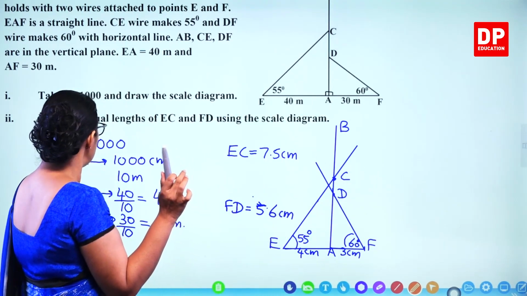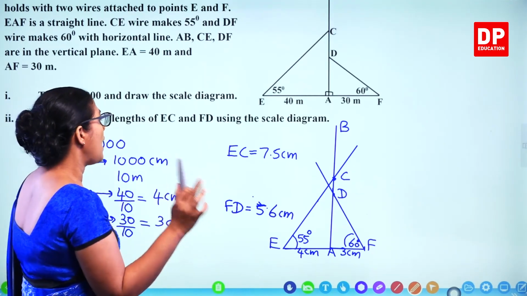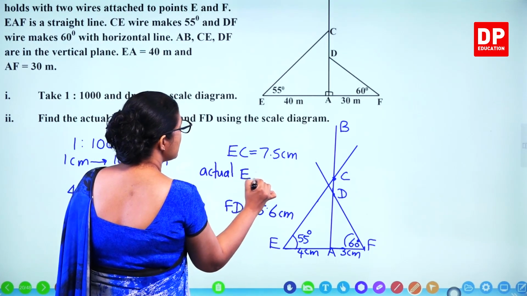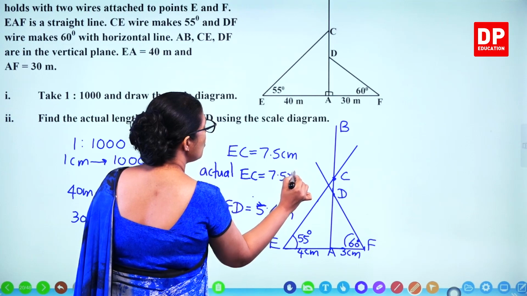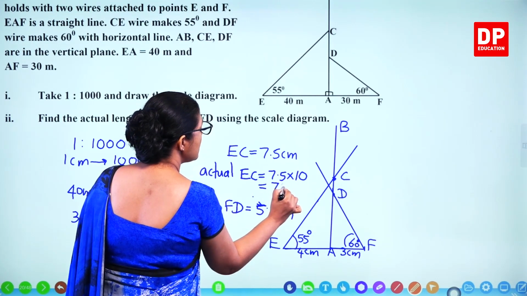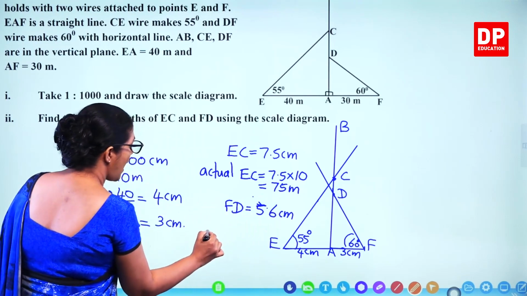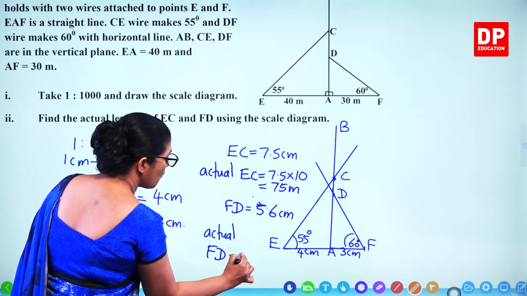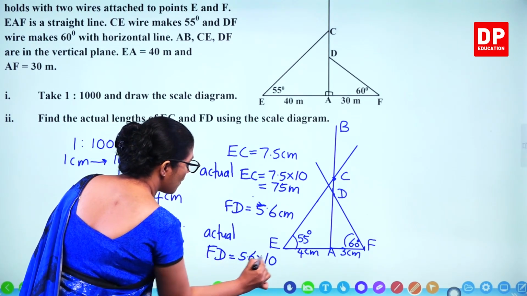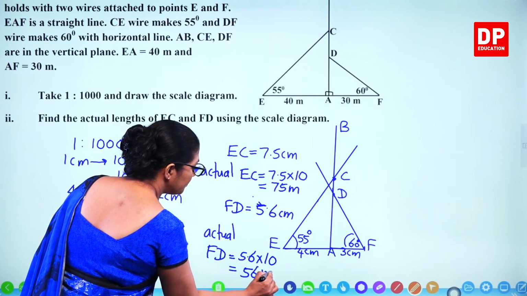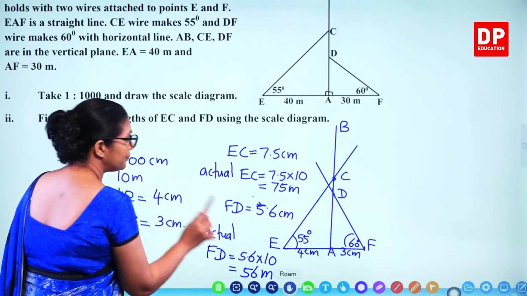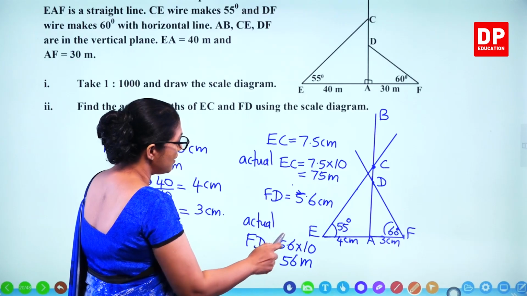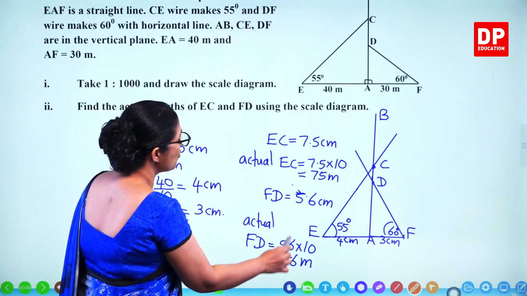So what's the scale? 1 centimeter, 10 meters. So that means you have to multiply by 10. Actual EC length is 7.5 into 10, 75 meters. What's the actual length of FD? 5.6 into 10, 56 meters. So now here we found out these two actual lengths.